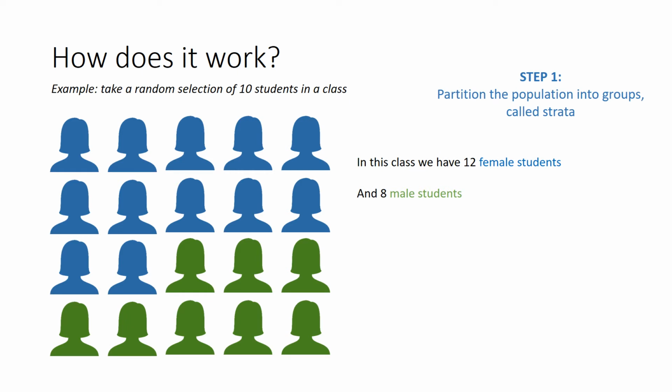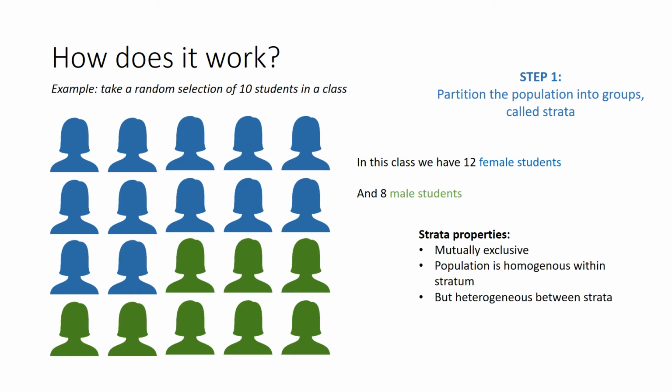The first step of stratified sampling is to partition the population into groups called strata. Strata are groups which are mutually exclusive, which means that every participant can only be in one stratum. The population is homogeneous within a stratum. That means that people in the same stratum have, in this example, the same gender. And the population are heterogeneous between strata. In this example, that means that people in a different stratum have a different gender.